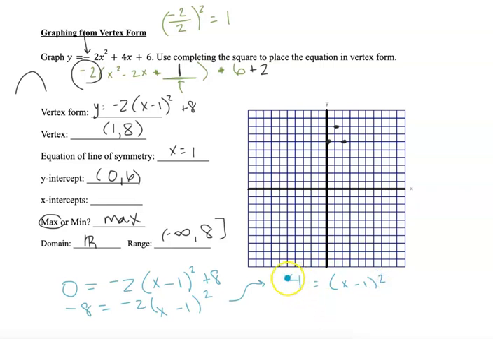Then I have to square root both sides, and I have to take the positive or negative square root of 4, which is plus or minus 2, which equals x minus 1, and then I need to add 1 to both sides. So 1 plus or minus 2 equals x. If I have 1 plus 2, that's the point (3, 0). And if I have 1 minus 2, that's the point (-1, 0). So I'm going to come over here and put in an x-intercept at 3 and an x-intercept at -1. And then I can go ahead and sketch my graph of my quadratic from vertex form.